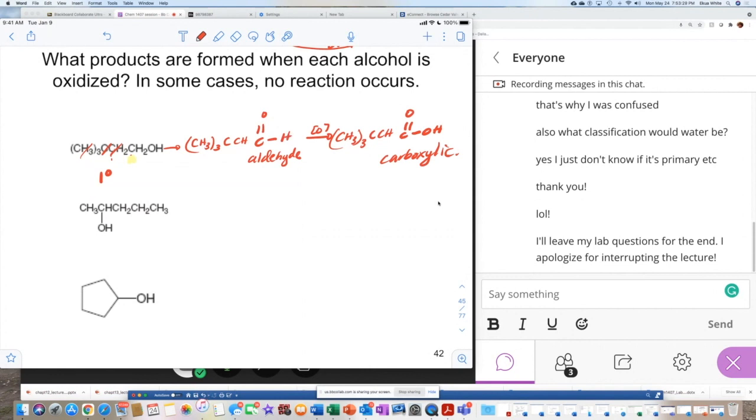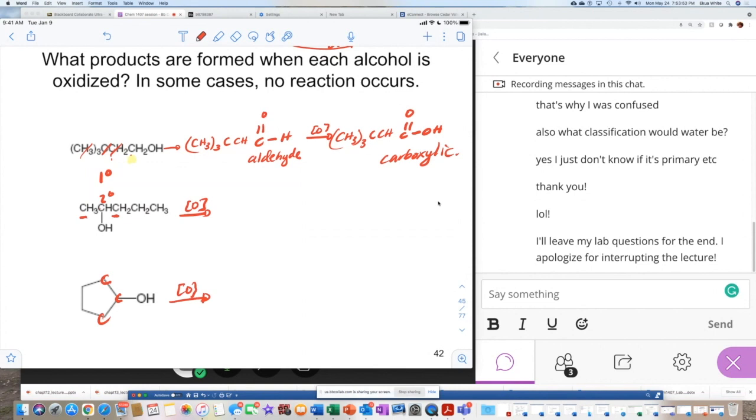Okay, carboxylic acid, aldehyde. Let's see, this one here is secondary because we have 2 other carbons attached to the central carbon. So for this one here, it will actually be 1 step only, 1 step of oxidation. Same thing with this. We have 2 other carbons attached to the central one, 1 step of oxidation. So that should be a lot easier to complete.